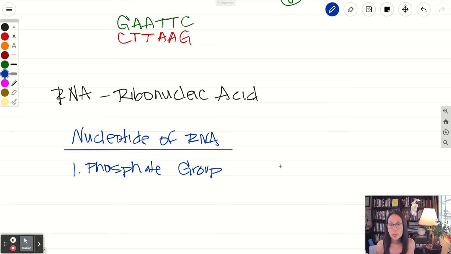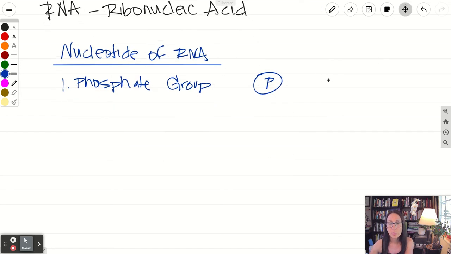Okay, so I'm going to draw this just like I did with the DNA. So I have phosphate group, which is just a P with a circle around it. Okay, and so phosphate, as you can see, is very important. So it's very important that we have phosphate in our diet. If you remember from the chemistry video, there are 6 elements found in all living things. Phosphate is one of those things. Okay, that's because a lot of these molecules have phosphate in them.